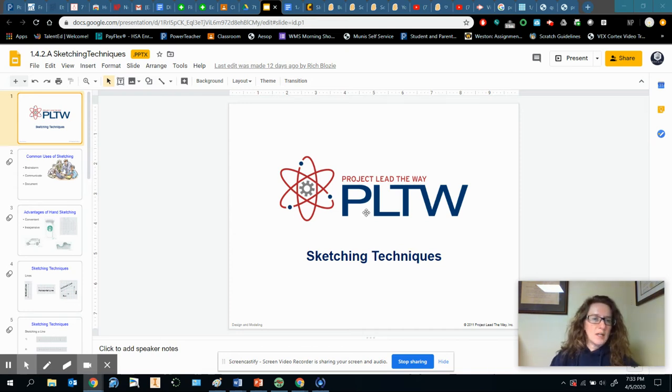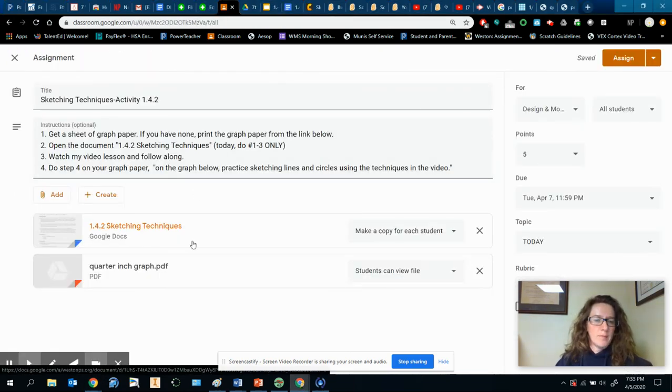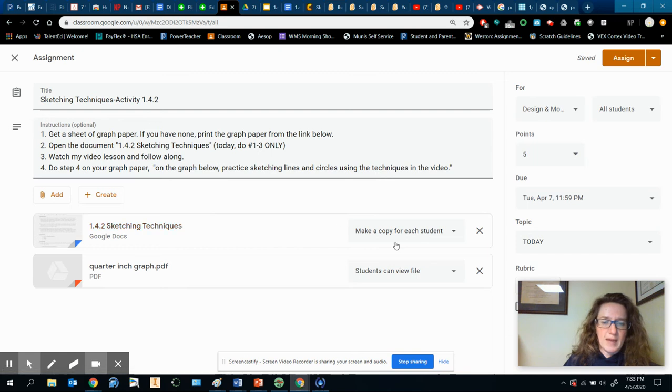What I'd like you to do today before you get started is open up the copy of the sketching techniques document here. Just open up that copy. Everybody's going to copy for themselves. You're going to actually type into that document.